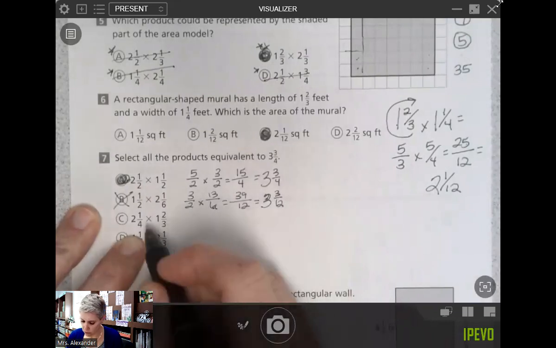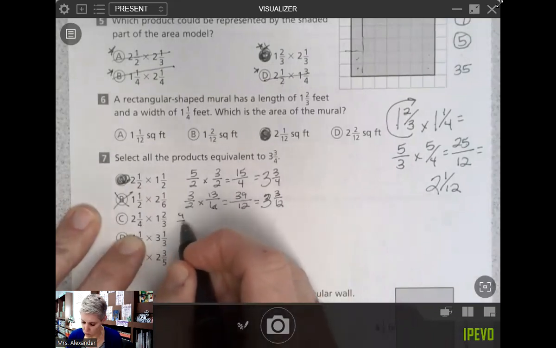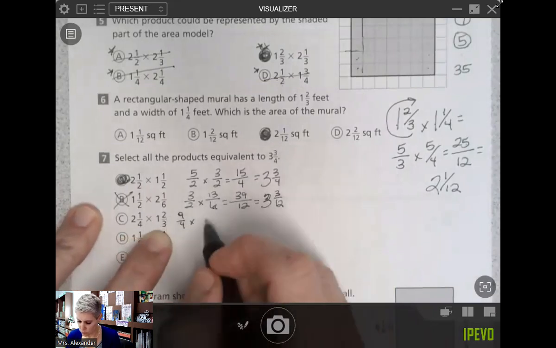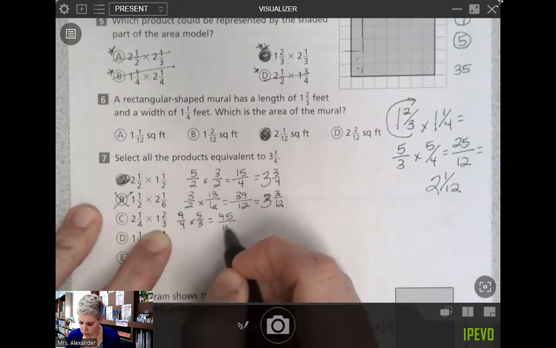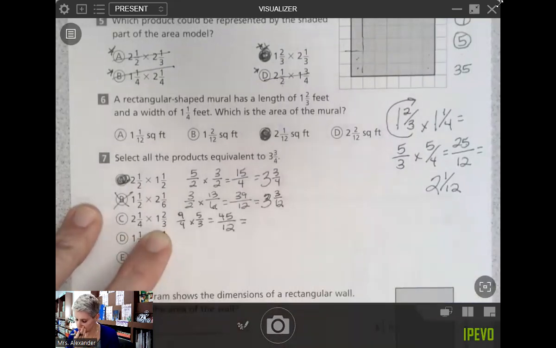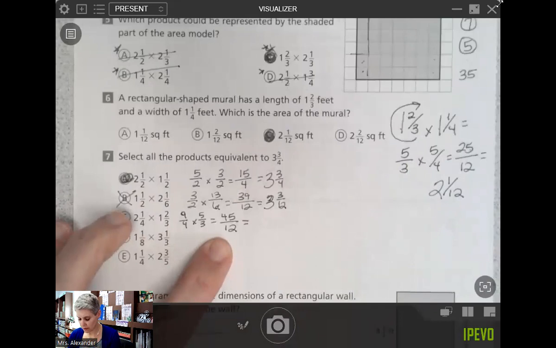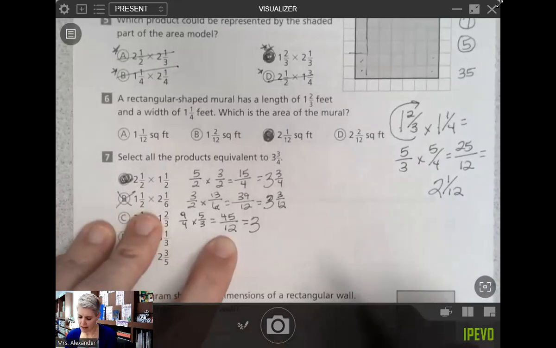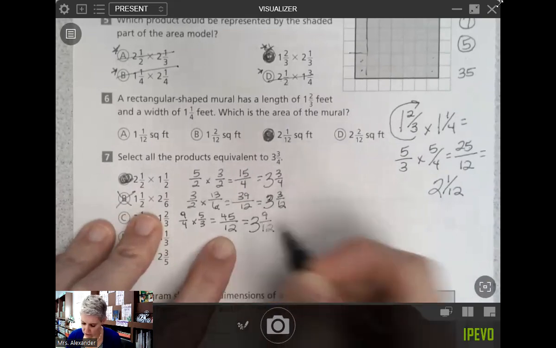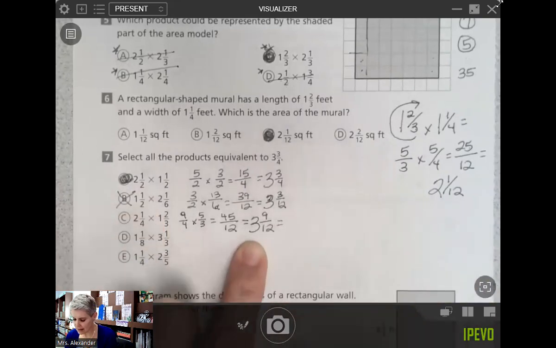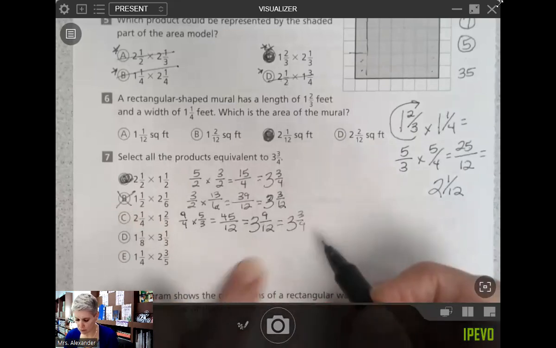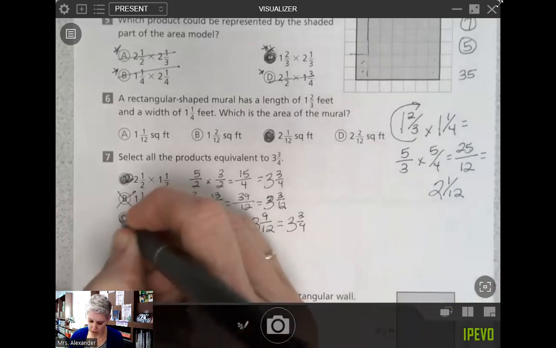2 1/4 would be 9/4 times 1 2/3 would be 5/3, which would be 45/12, which equals 12, 24, 36, 3 whole times with 9/12 left over. If I simplify that, 3 3/4, they can both be divided by 3. I'm going with letter C.